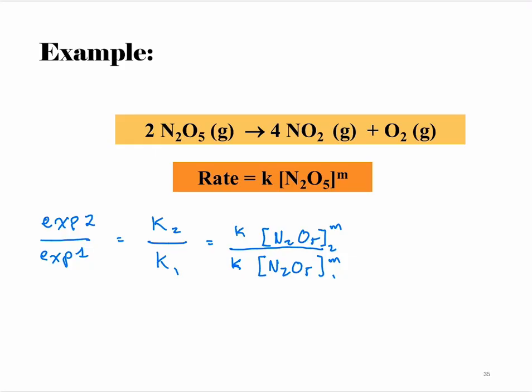Right, I put these subscripts here because for each of these experiments, these are different, right? So these are actually different values from each other. In the table it says that we started off with 0.01 for this one and 0.02 molar for this one. That's why we have to have two different values.